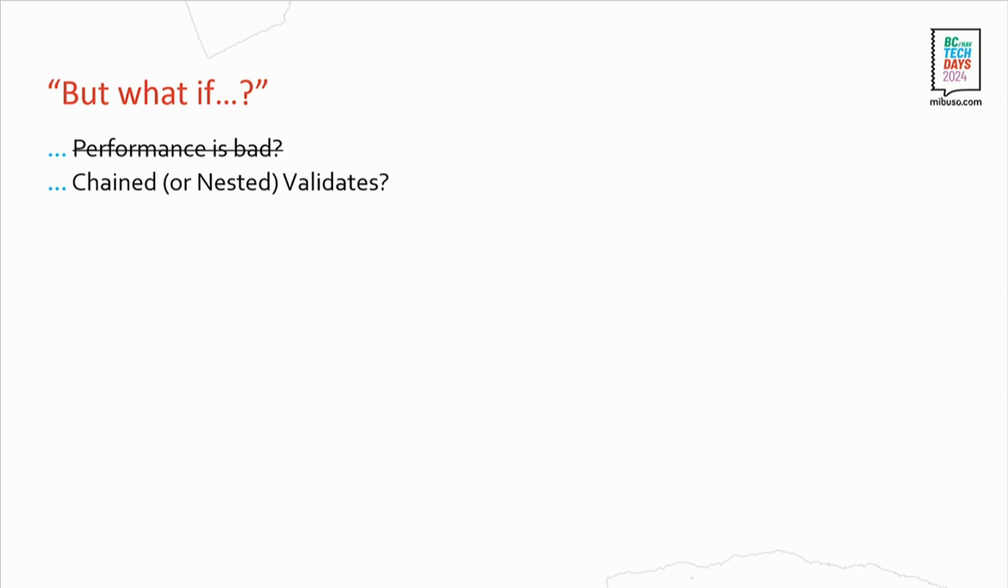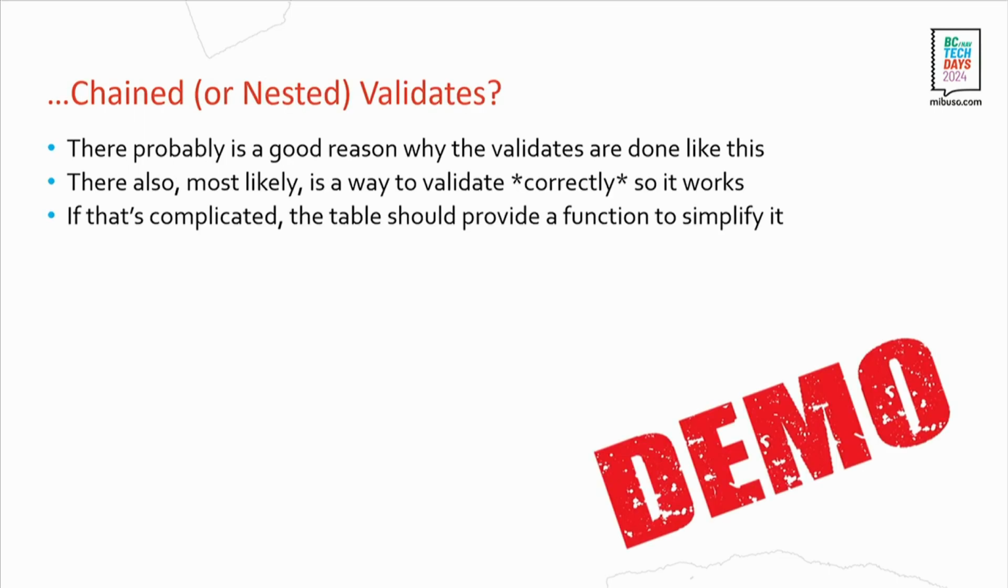Let's get to the next topic. Chained or nested validate. Whenever you find yourself calling a validate, which calls a validate on another field, which calls another validate on another field, and you set loose this kind of chain reaction of validates onto that table, it's really hard to control or foresee the outcome of that. There is probably a good reason why it is done that way. Again, when bad code is involved, that's a different story. But if everything is okay, then there is a reason that it was designed that way.